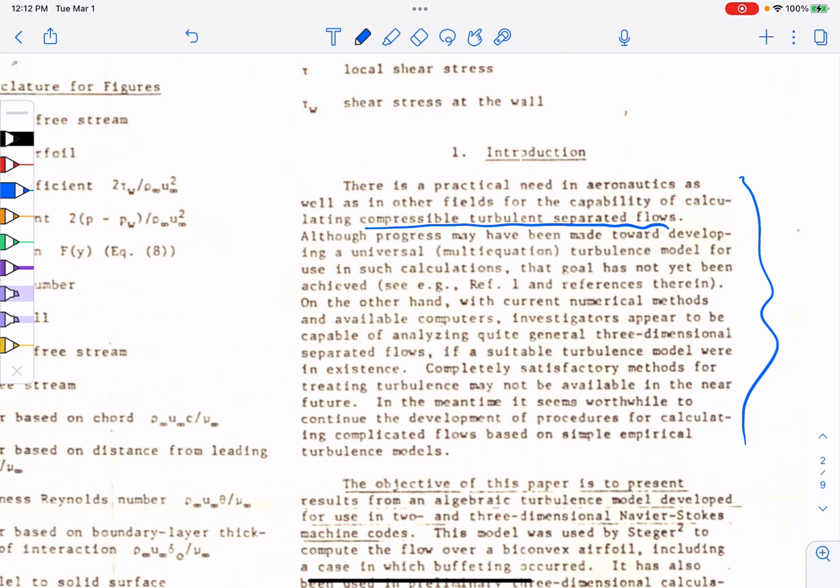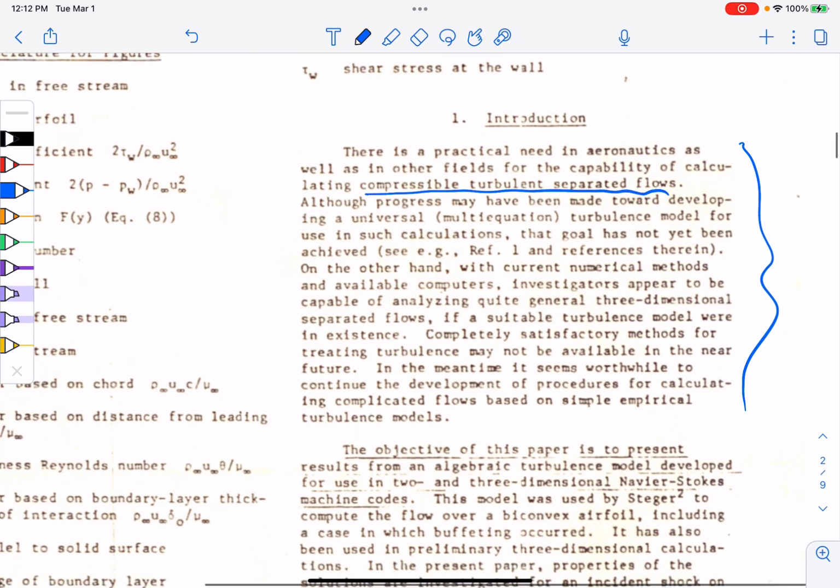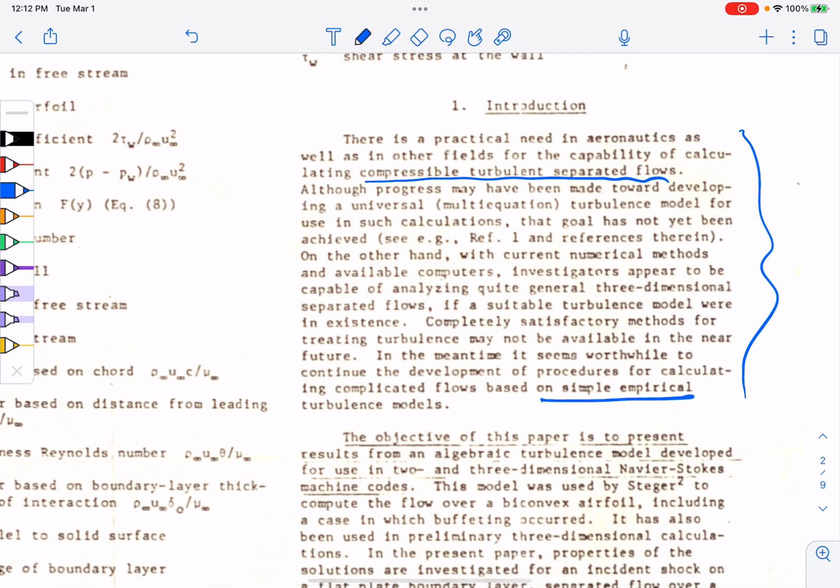Of course, that's not been achieved yet. I should also mention that at this time there are emerging two-equation models, but they're too expensive to evaluate with the computers of the time. Even then, some of these models are not satisfactory relative to algebraic models. So they are looking for simple empirical turbulence models that can be run quickly for vehicle design.